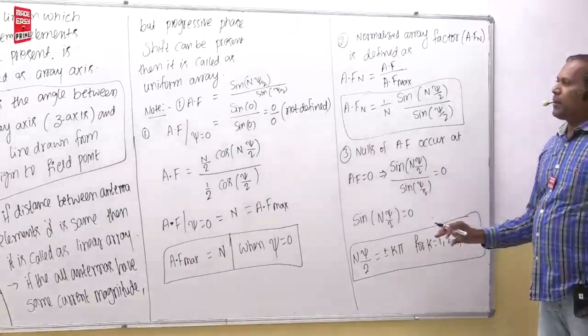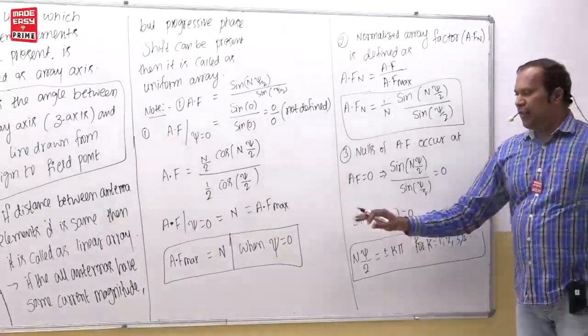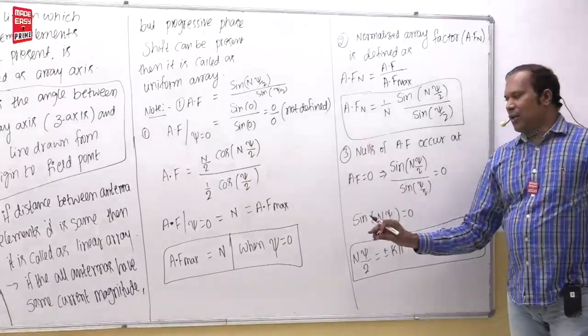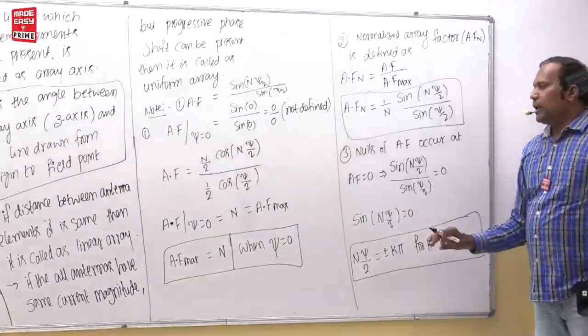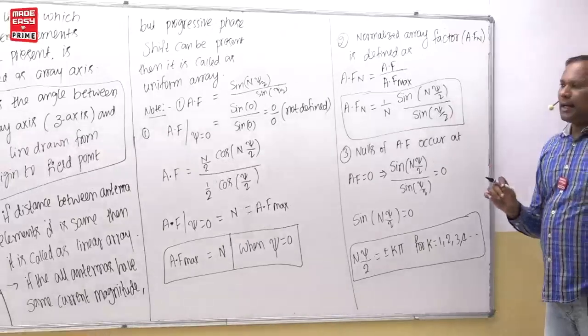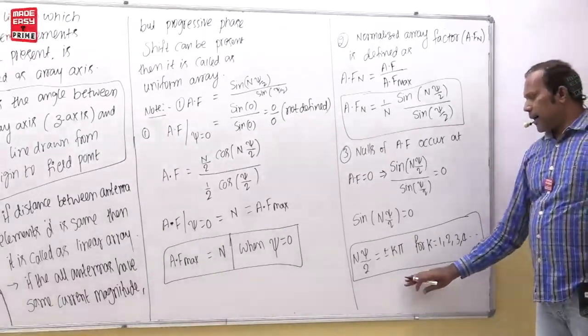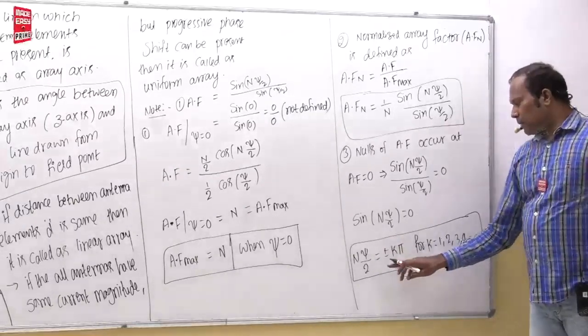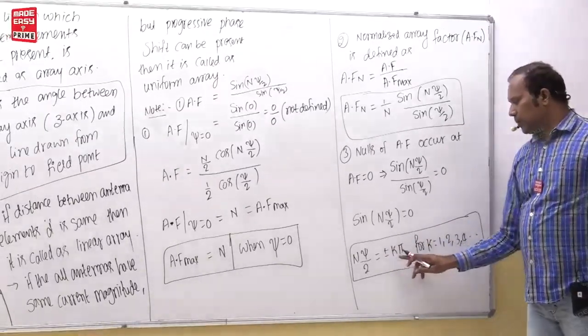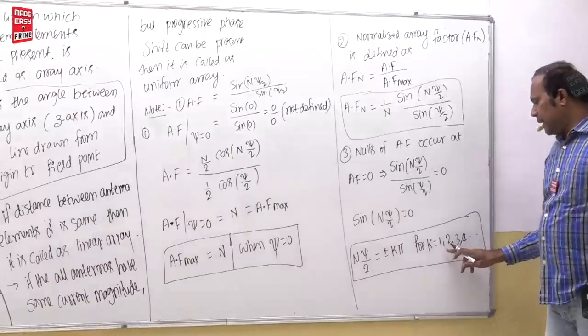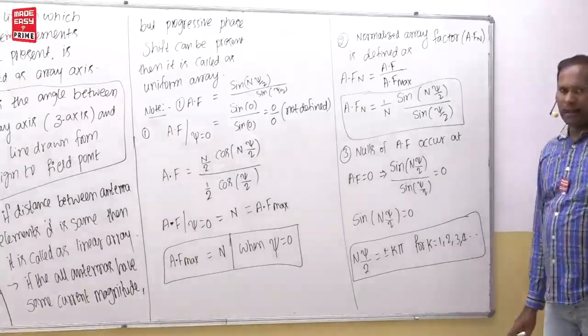So these 3 points you remember. For the array factor, the maximum value occurs whenever psi is equal to 0. Then if you want the highest electric field, the array factor should be maximum. Then the array factor nulls occur whenever n psi by 2 is equal to plus or minus k pi, where k is an integer varying from 1, 2, 3, 4, and so on.